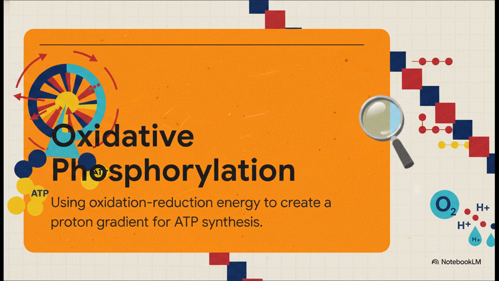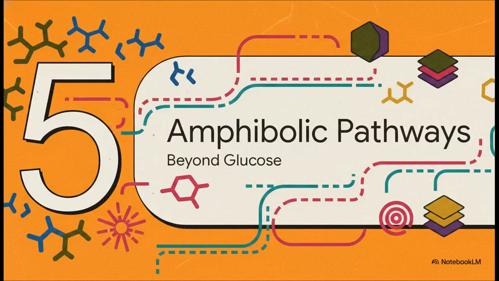But here is the absolutely crucial takeaway regarding oxygen. Oxygen sits at the very bottom of this electron transport chain. It acts as the final vital hydrogen acceptor. It catches the falling electrons, binds with protons, and forms water. If oxygen isn't there to clear out the chain, the whole system backs up, and aerobic ATP production just halts completely. But respiration isn't just a one-way street of destruction.